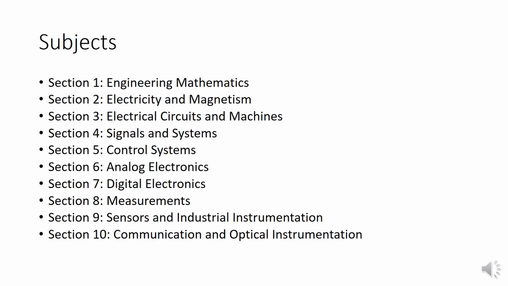Actually, you have 10 subjects. First is engineering mathematics, electricity and magnetism, electric circuits and machines, signals and systems, control systems, analog electronics, digital electronics, measurements, sensors and industrial instrumentation, communication and optical instrumentation. So these are all the 10 subjects.